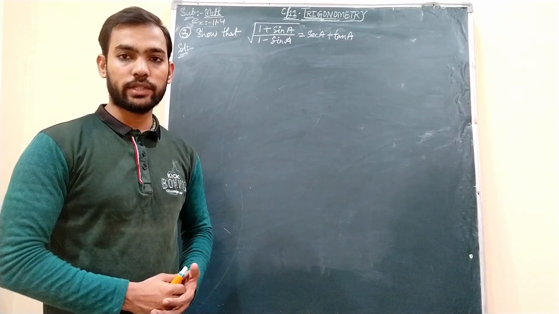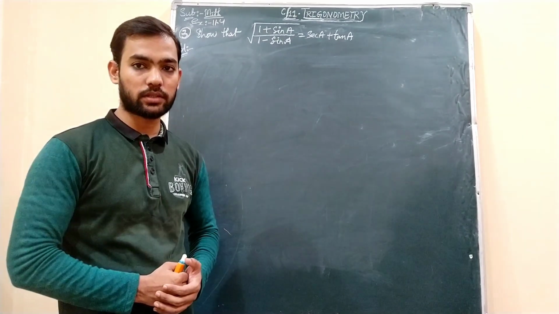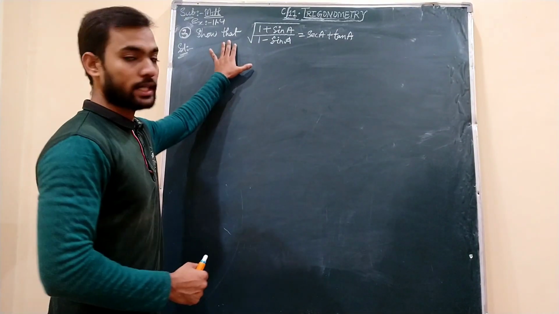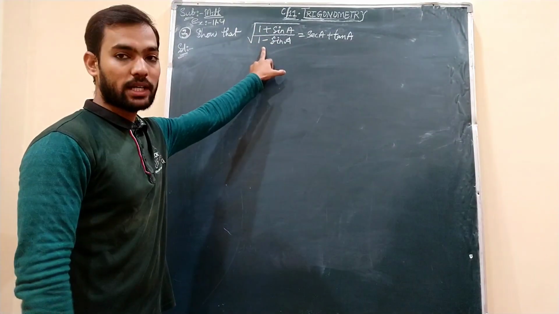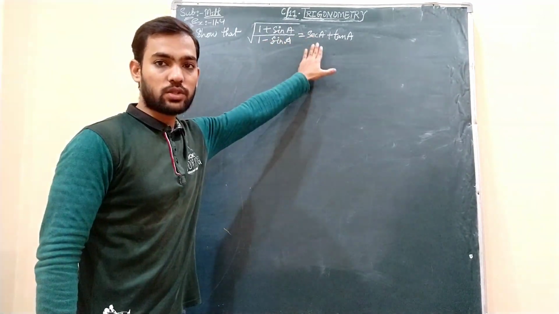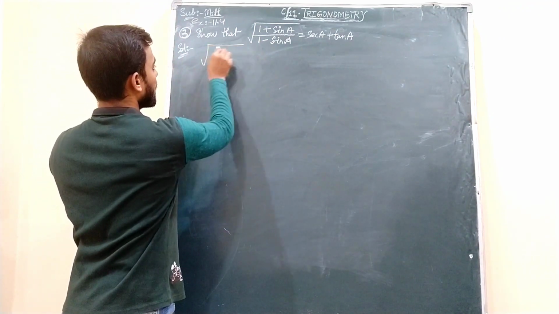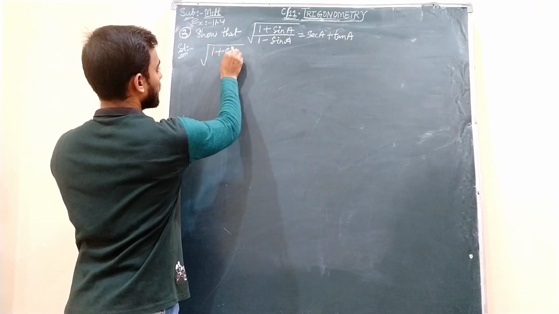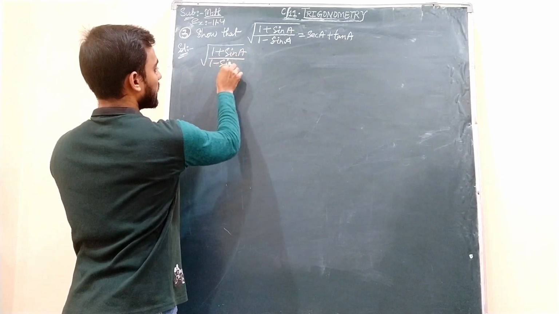Now question number 3, students, very important from the examination point of view. So listen to this question number 3 very carefully. Show that, this is also a proving question, under root of 1 plus sin A by 1 minus sin A equals secant A plus tan A. Using this LHS we need to get RHS. So firstly, writing LHS as it is, that is 1 plus sin A divided by 1 minus sin A.